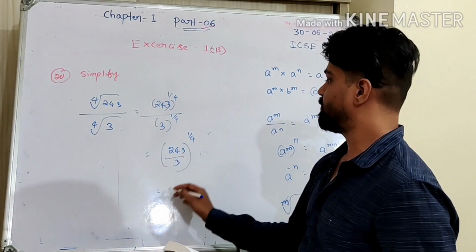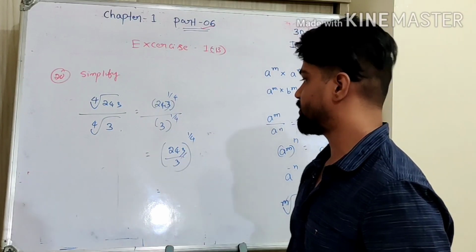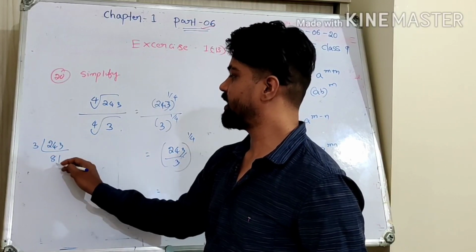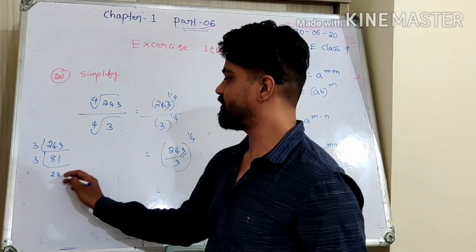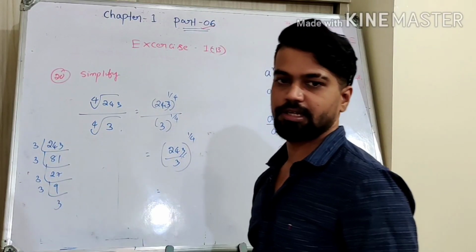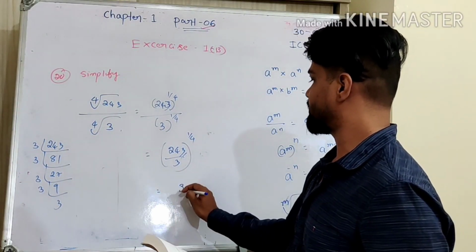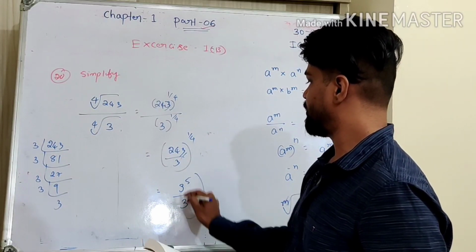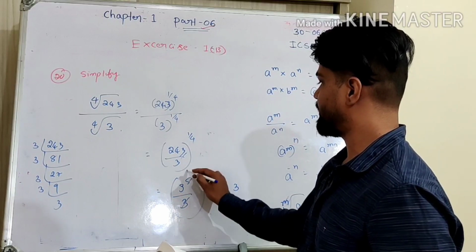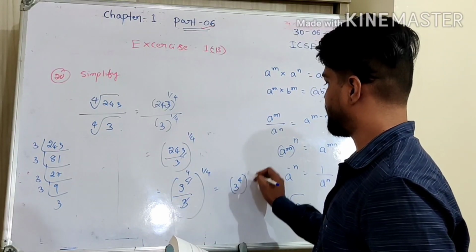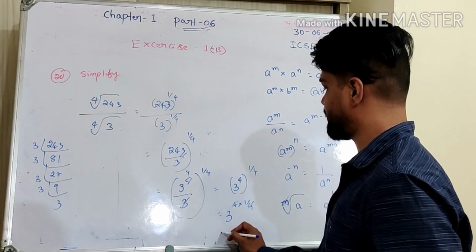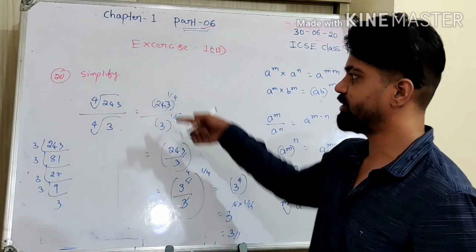Okay. So now this is something we have to think. 243 and we have 3 there. We'll divide by 3. 3 81s are, 3 27s are, 3 9s are, 3 3s are. So how many times 3 is there? 5 times. So 243 is nothing but 3 power 5. So it is (3 power 5 by 3) whole power 1 by 4, which will end up with, 1 three will cancel, it will be (3 power 4) power 1 by 4. Again 3 power 4 into 1 by 4, the 4s cancel. We end up with 3. So answer for this question is 3.